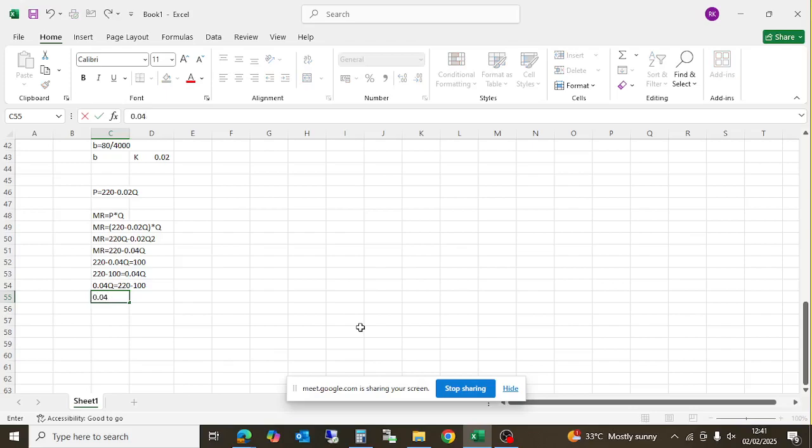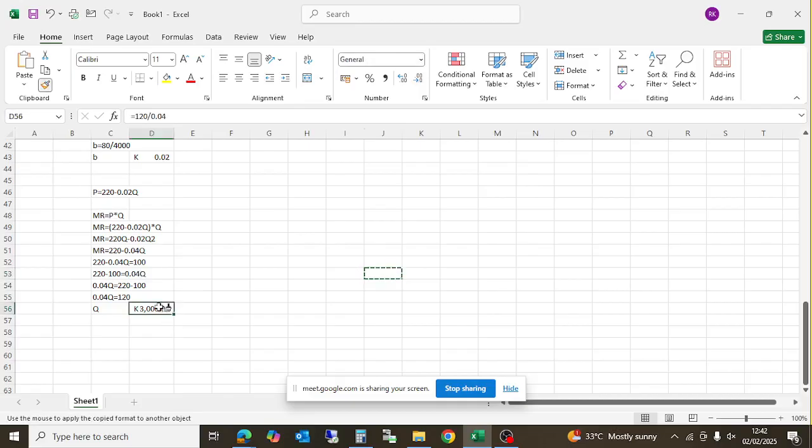So 0.04 Q is equal to 220 minus 100. When you subtract the two, our answer will be 120. And then Q will be 120 divided by 0.04, which gives us 3000. So basically the optimal quantity is 3000. That's what we have found. The optimal quantity is 3000.